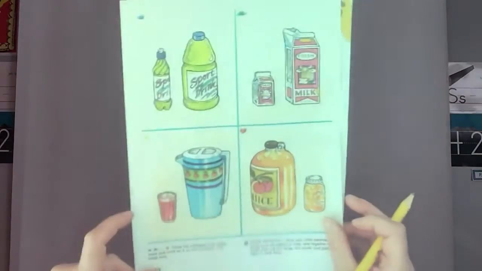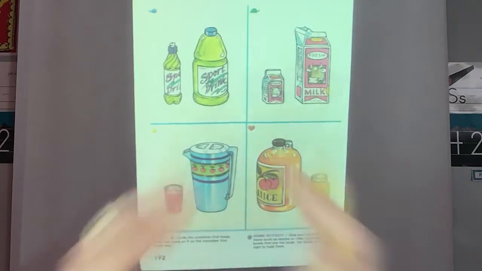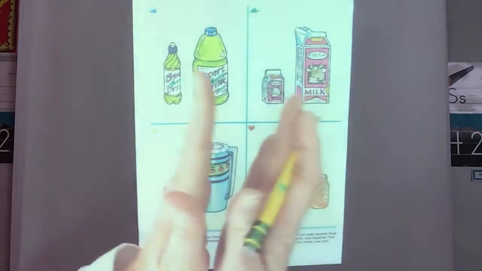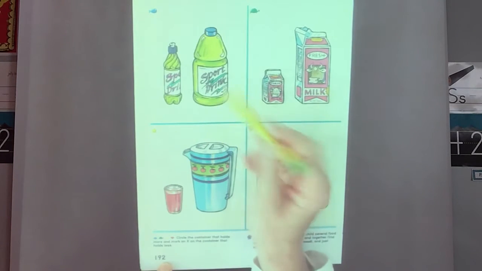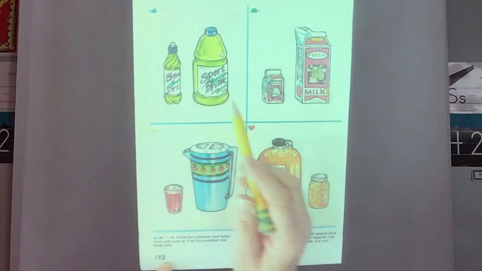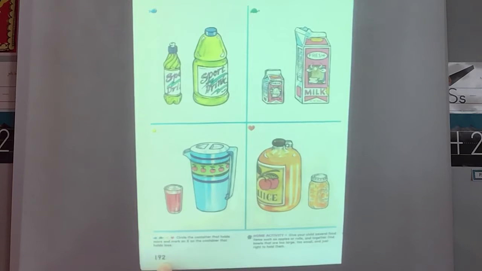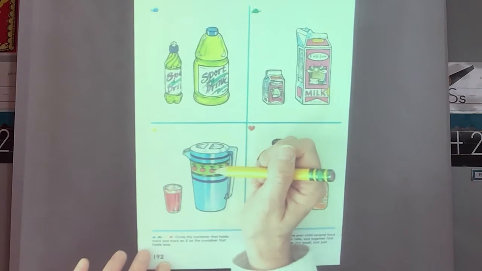Okay, let's go ahead and look on the other side. So we're still looking at containers that hold more and containers that hold less. So more, less. More, less. So let's look at this first one. It says a sport drink, be like Gatorade or something. I want you to go ahead and circle the container that holds more and put an X on the container that holds less. So of these two, which one holds more?